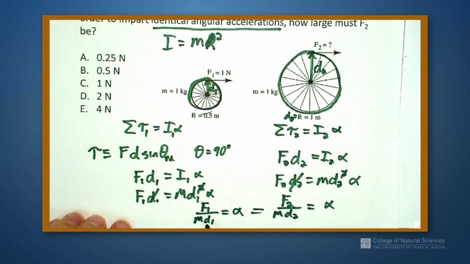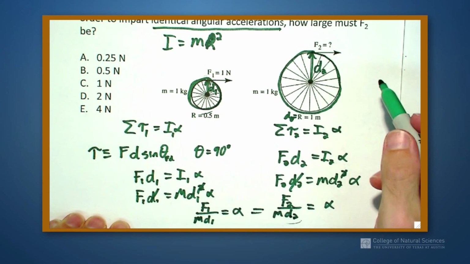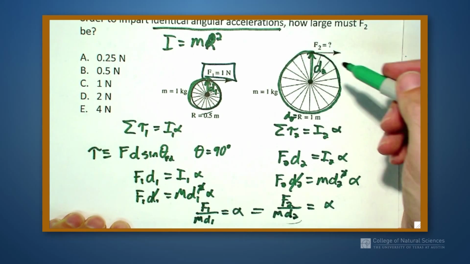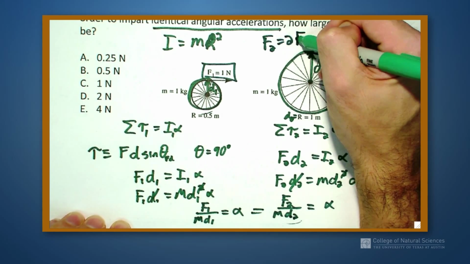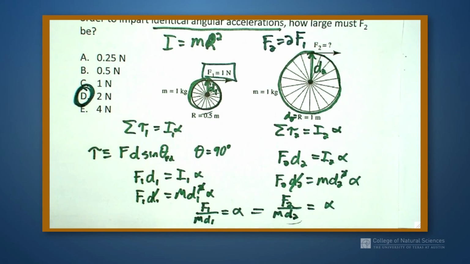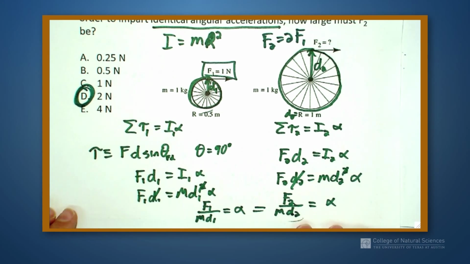So if my distance increases, if this distance over here is large, twice as large, in order to get the same alpha, the force 2 has to be twice as large. So force 1 was 1 Newton, force 2 is equal to 2 times force 1, so 2 newtons. It's a ratio problem. This is not a standard way to solve them, but I solve both cases. I can work out the rest of the math, I just ran out of room on the page.